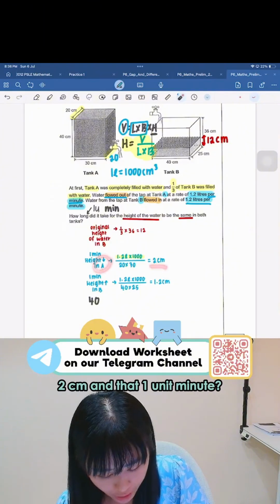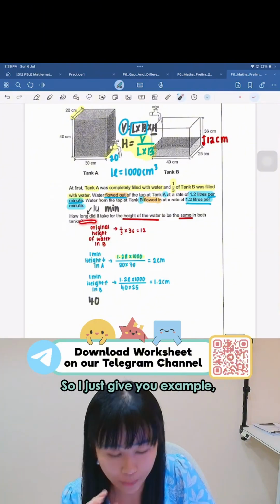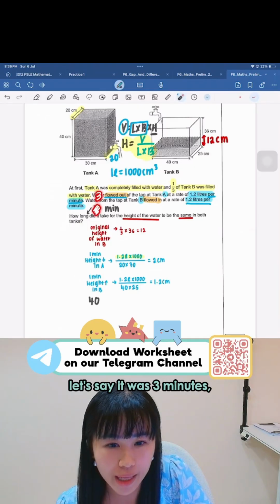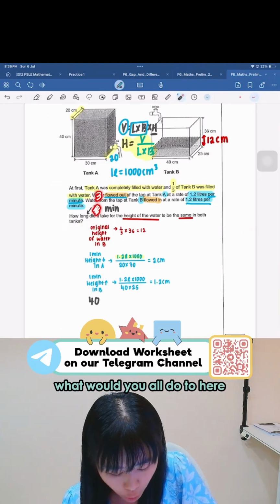What will you do to that 2 cm and that 1 unit minute? So I'll just give you an example. Let's say I don't know if it is 1 unit or not. Let's say it was 3 minutes. What will you do here?